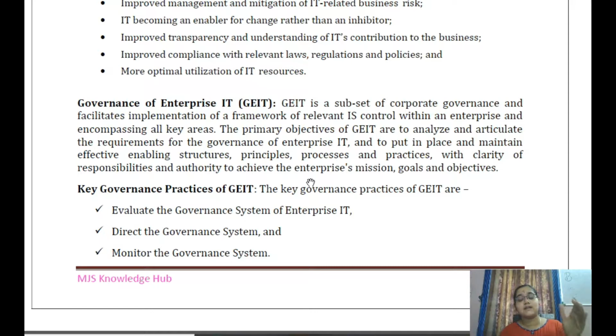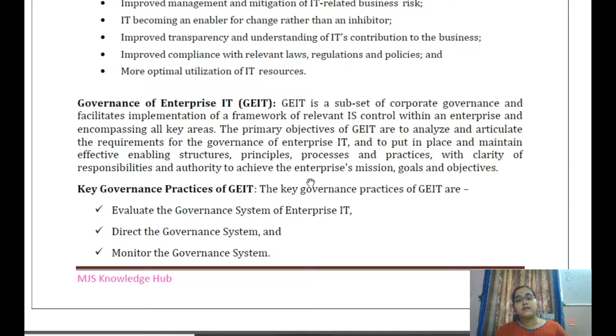and then goes to that place and keeps and maintains enabling structures, principles and processes with the clarity of responsibility, means who is doing what, with the clarity of responsibility and authority to achieve the enterprise mission and goal. Everything done here is for achieving the mission and goal of the objective of the organization.